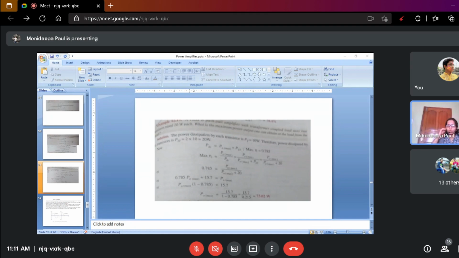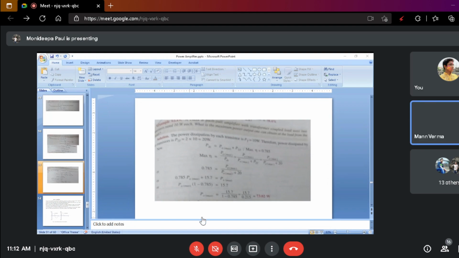Speed up a little, you are very slow. Yes. Then in this equation, instead of writing the efficiency, you write the value, that is 78.5 is equal to P AC output divided by P AC output plus P dissipated. See, it is written above that P DC input is equal to P dissipated plus P AC output. So you just put the value of P DC input.